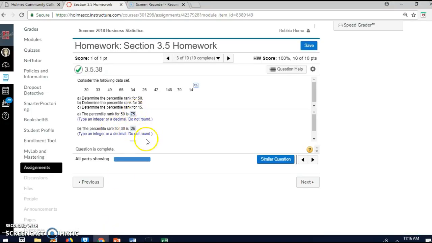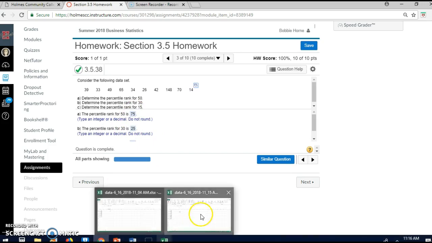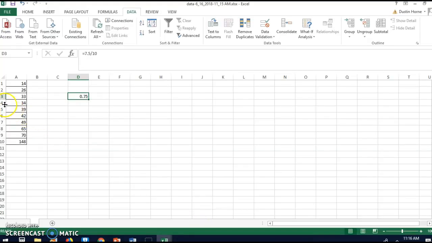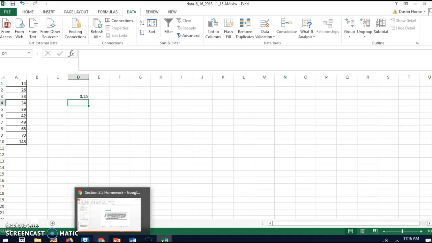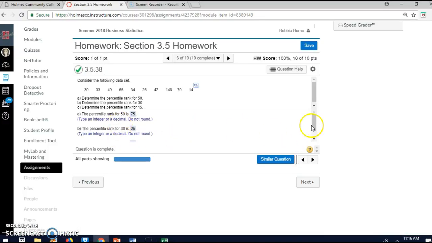Now, percentile rank for 30. So how many numbers do I have below 30? I have 2 numbers below 30. So I would do 2 numbers plus 0.5 would be 2.5 divided by 10. We're still dividing by 10 because we have 10 numbers still. That would be the 25th percentile rank, and that is how I get 25.